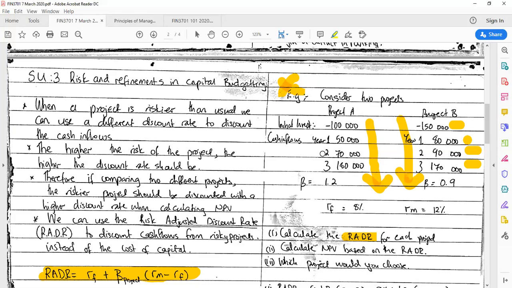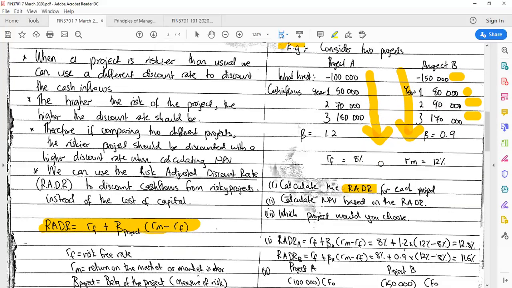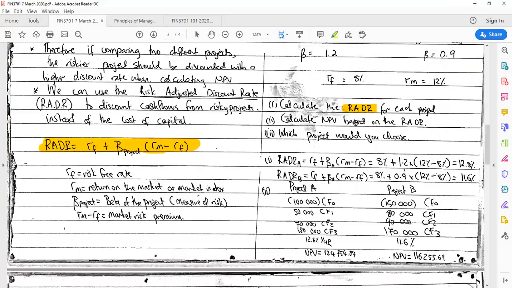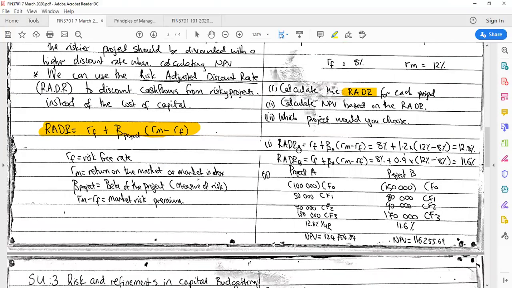Okay, so I hope you gave that a try. Let's see what answers you got, and let's compare them with the answers that I have. Okay, if you look at my answers, I have the following answers. For the risk-adjusted discount rate for project A, it's 12.8. I hope you got that. And for project B, it's 11.6. So you use this formula right here. You can change these to percentages if you want, but to decimals, but I recommend that you just leave them as they are. And then you get the following answers.